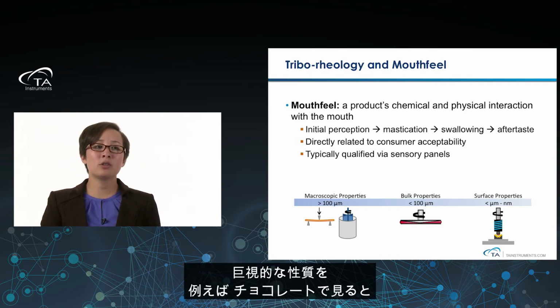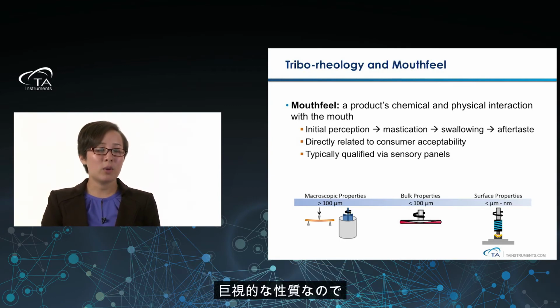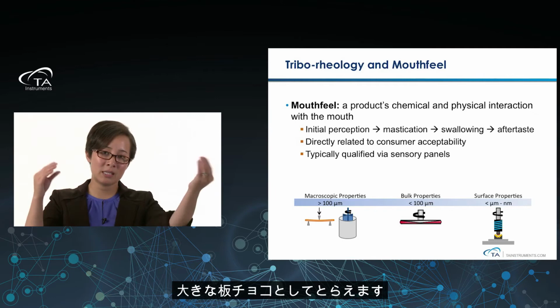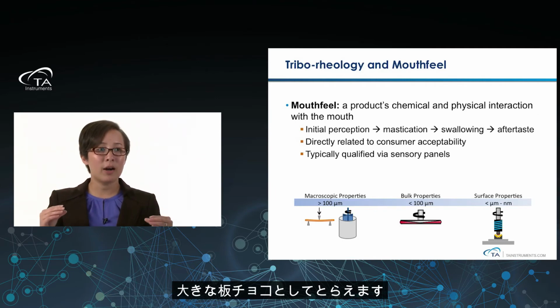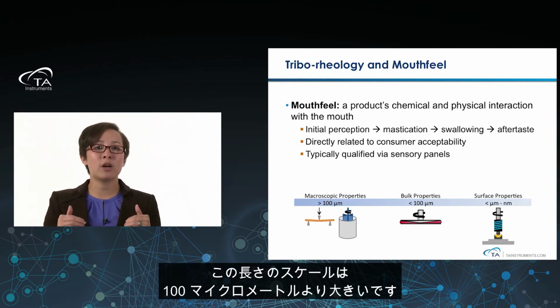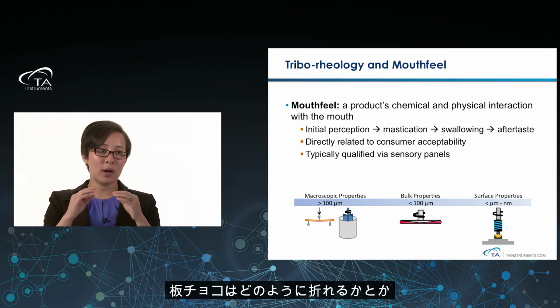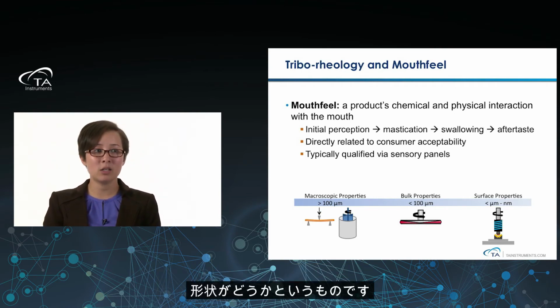So when we're looking at macroscopic properties, let's think about chocolate, for instance. A macroscopic property is going to be something like a big chocolate bar, right? So maybe that's on length scales greater than 100 microns. How is the snap of the chocolate bar? What's the modulus of it?